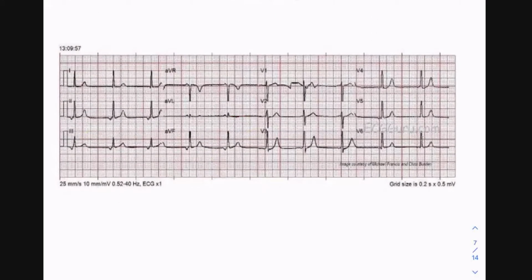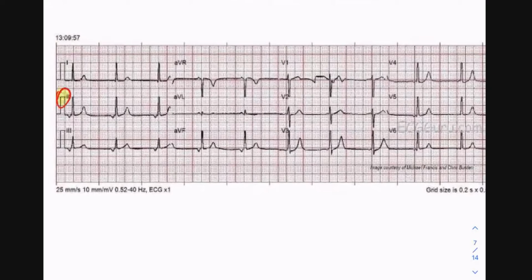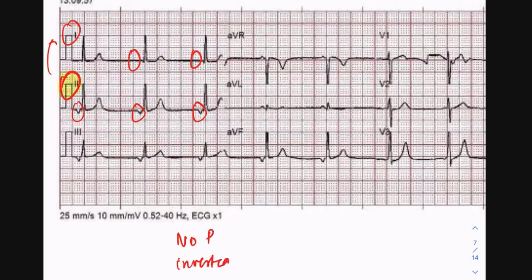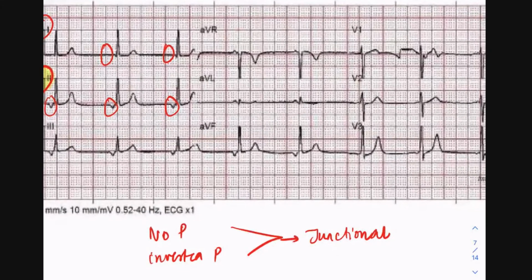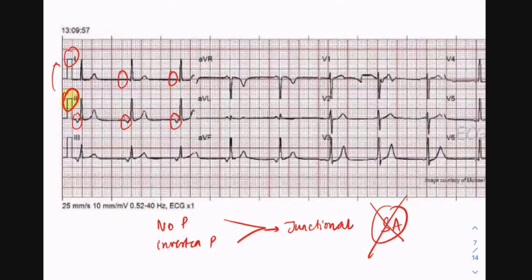Let's move on. No rhythm strip, but that's okay. I'm going to go to my lead 2 always, and then let's see what's going on. So, whoa, what's that? It's an inverted P wave. And if you go up to lead 1, there's actually no P wave at all. So when you have no P or an inverted P, that's your junctional rhythm. Essentially your SA node has completely failed if you're seeing this junctional rhythm.